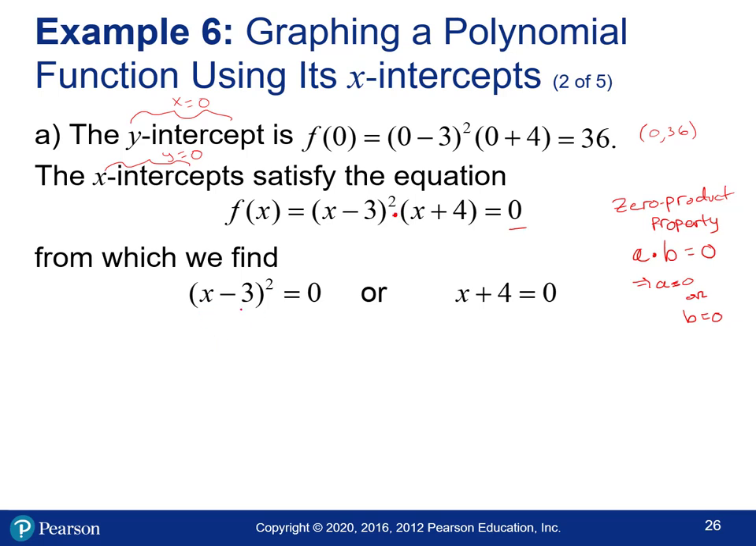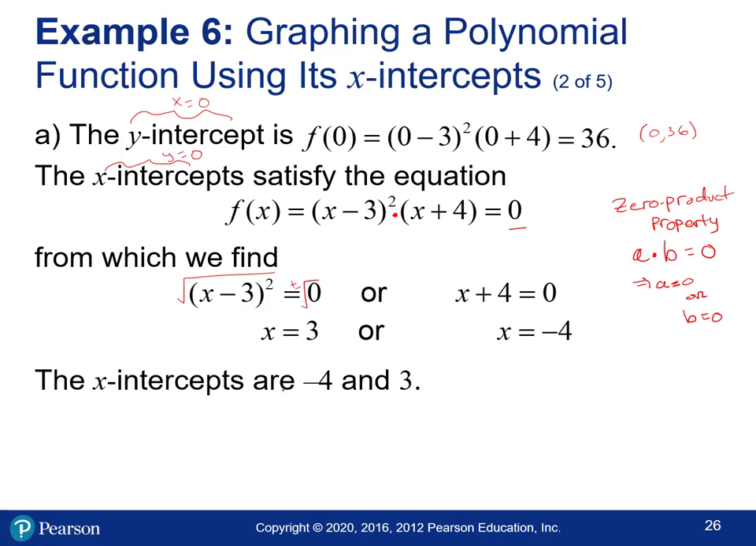So either (x minus 3) squared is 0 or x plus 4 is 0. And then if you solve both of these, even though this one is squared, you can just think of it as taking the square root on both sides. And you're going to get 3 and negative 4. And so those are our x-intercepts, but they are real zeros as well. So remember, x-intercepts are the same thing as your real zeros, or your roots. So you have negative 4 and 3.